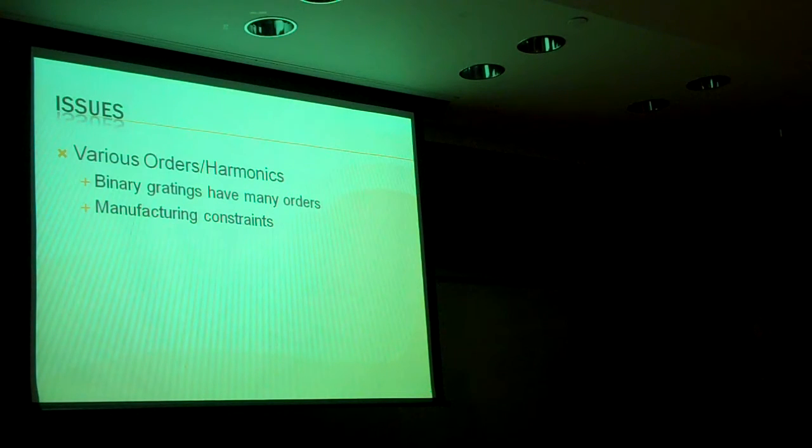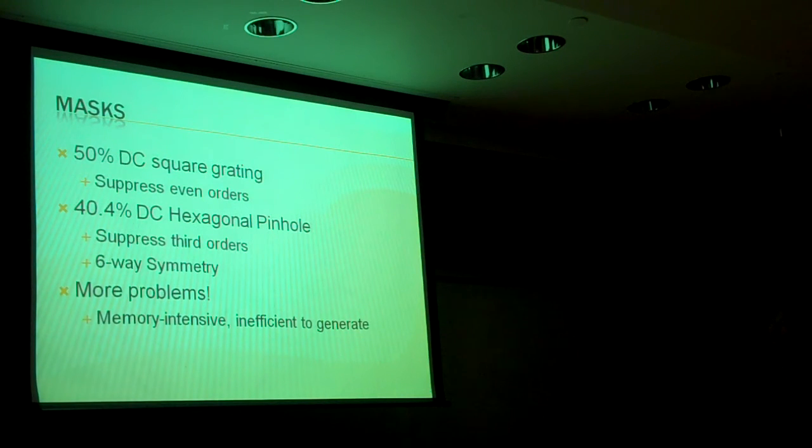However, the good one is the sinusoidal grating, which means that it's a continuous function, but because of manufacturing constraints, we're stuck with binary gratings, like the square grating, that would make many harmonics. So the solution to simulate a sinusoidal grating is to combine 2 different gratings. The first is a 50% duty cycle square grating.